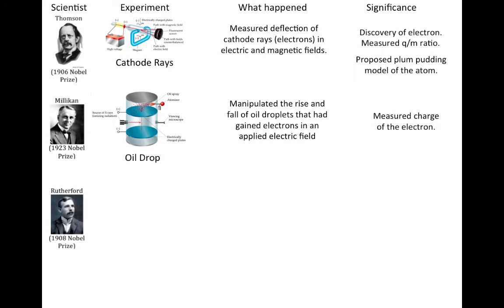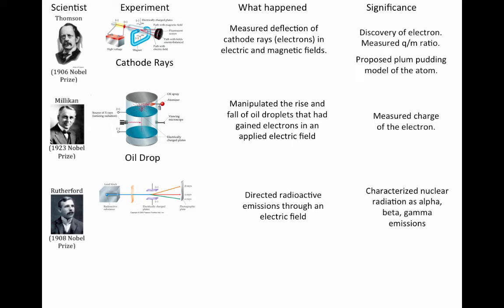Robert Millikan is associated with the oil drop experiment, in which he manipulated the rise and fall of oil droplets that had become charged, and in the applied electric field he was able to suspend them. This led to measuring the charge of the electron and then determining the mass of the electron. With Rutherford, we have two experiments that we want to be familiar with. The first is when he directed radioactive emissions through an electric field and deflected them. This led to the characterization of the nuclear radiation as alpha, beta, and gamma emissions.